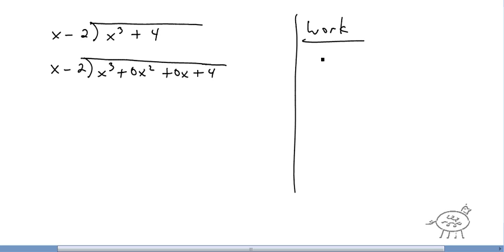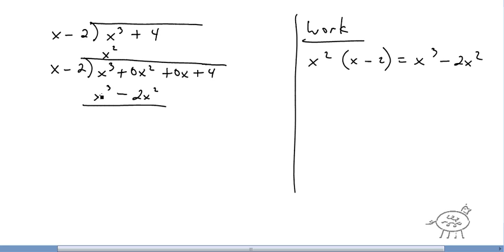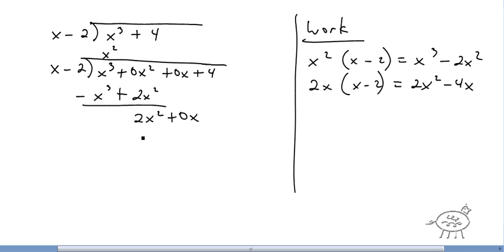What times x is x cubed? It's x squared. So x squared times x minus 2 equals x cubed minus 2x squared. So x cubed minus 2x squared. Change the sign. So you get 2x squared plus 0x. What times x is 2x squared? 2x. That gives me 2x squared minus 4x. Okay, so it's going to be plus 2x on top here. And that's going to give me 2x squared minus 4x. Change the sign. I get 4x.